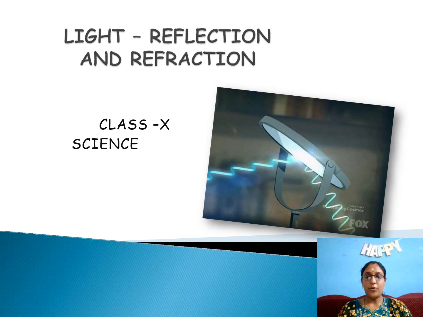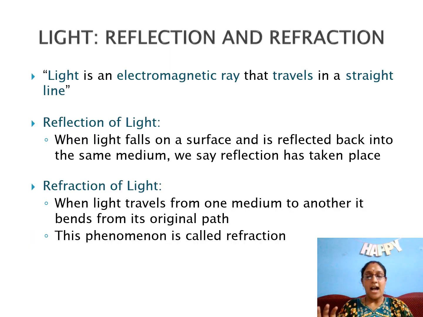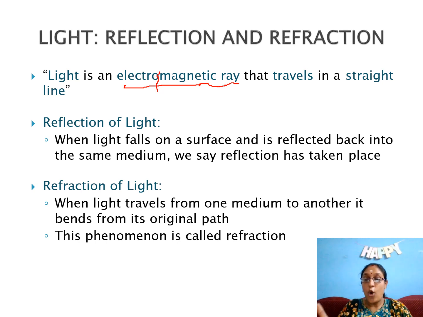Okay, so light, can you see this, kids? Light is an electromagnetic ray. So, what is an electromagnetic ray, kids? If you split this, I'm drawing a line. If I'm splitting these two, you will have the words electric and magnetic. So, it is the combination of both electric and magnetic fields.